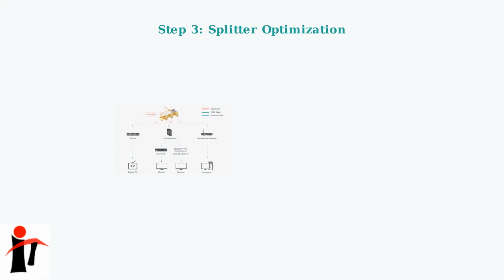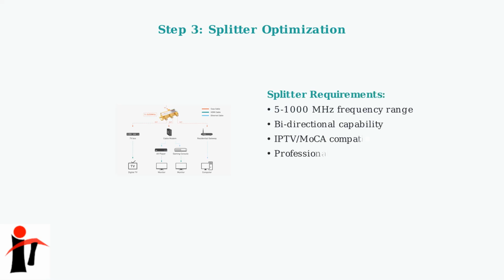Splitters are critical components that can make or break your signal quality. Many Uverse issues stem from improper or aging splitters. Your splitters must be rated for 5 to 1000 MHz minimum and be bidirectional for IPTV service. Standard cable TV splitters will not work properly with Uverse. Minimize the number of splits in your main TV line. Each split reduces signal strength. Replace splitters older than 5 years, as they can degrade over time.